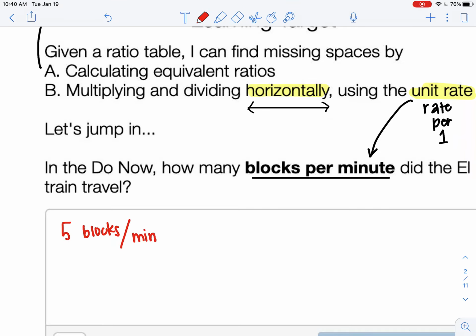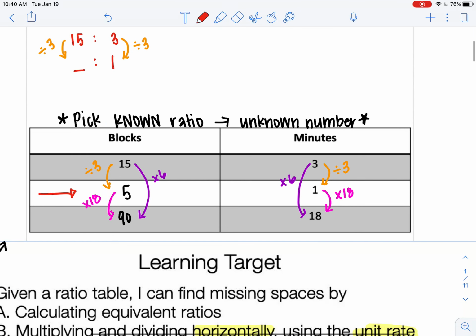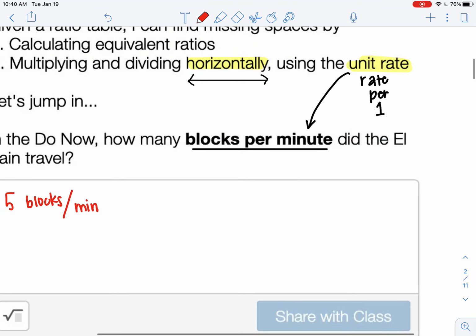which I also could have calculated using division, because at the beginning I knew that the train traveled 15 blocks in 3 minutes. So if I had divided 15 blocks divided by 3 minutes, I also would have gotten 5 blocks per minute. Now remember that number. It's going to be important as we move on to the next step.